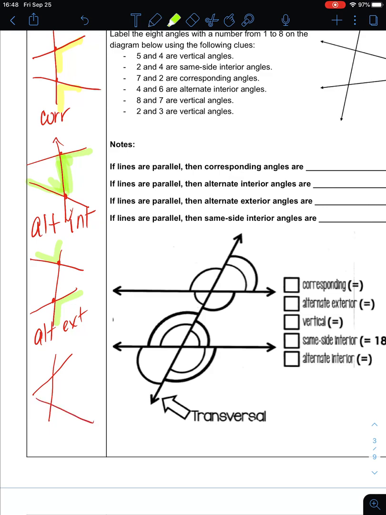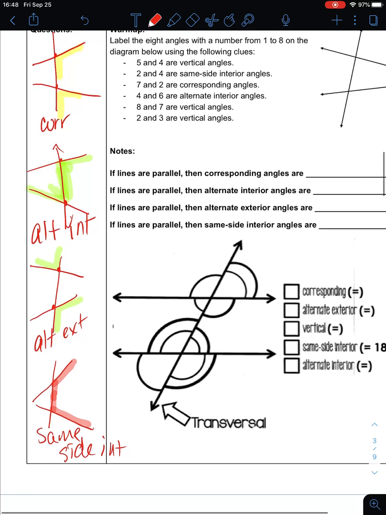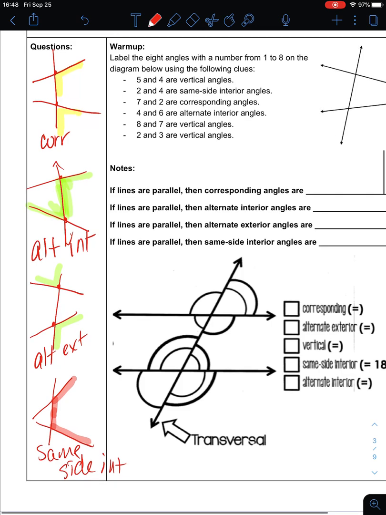And then we talked about angles that look like this. They are same side interior angles because they're on the same side of the transversal and they're both interior to the lines that are being cut by the transversal. So those are our four angles.